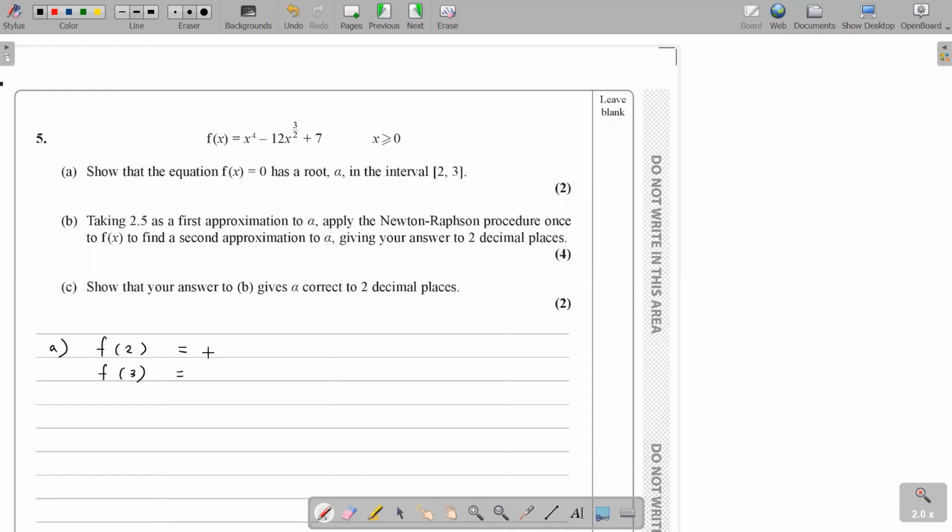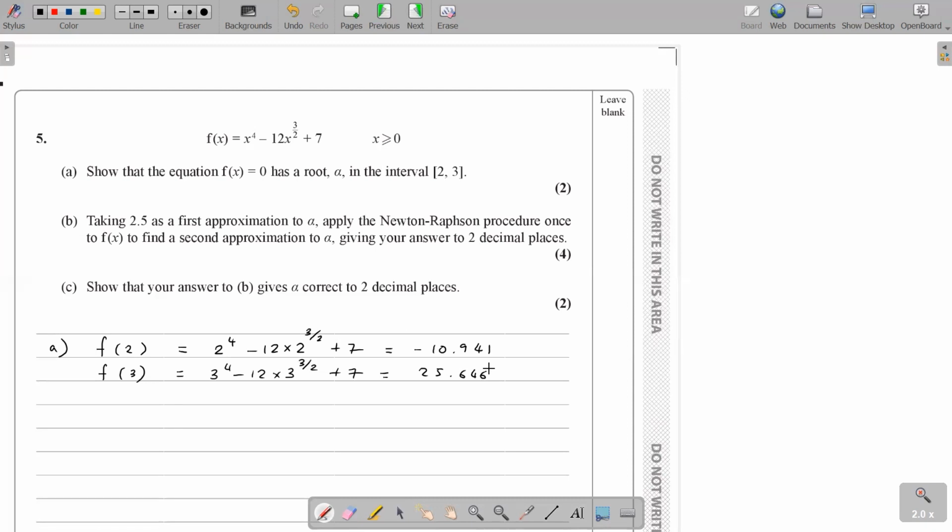So then we get 2^4 - 12 times 2^(3/2) + 7. Can I know the answer for f(2)? Minus 10.9411255. Okay. And then f(3) is 3^4 - 12 times 3^(3/2) + 7. How much is the answer? 25.64617. Okay, so something like this.